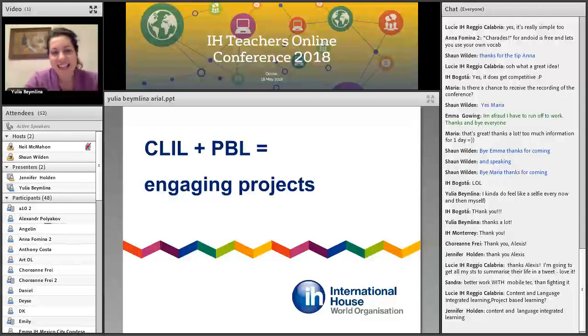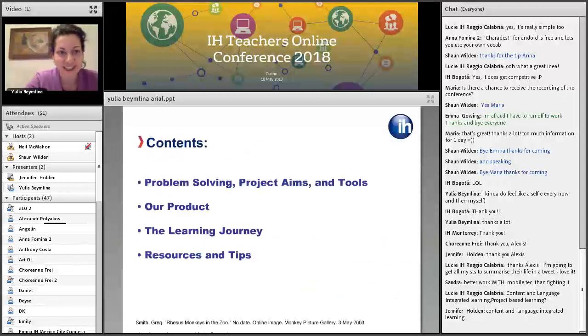Right. So I'm going to tell you how I used these approaches while working on a product, which was a website with a teenager. So let's get started. And these are the stages we're going to go through in our presentation today. We'll see what kind of problems I was trying to solve, right? Because normally when we start a project, there is some sort of rationale behind it, why we're doing it, what aims I was trying to reach, what tools I used.